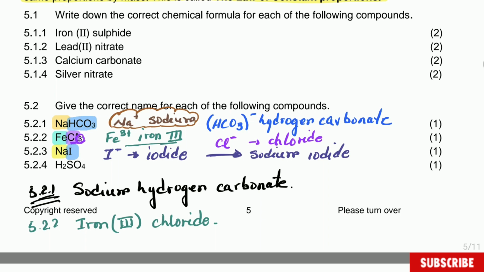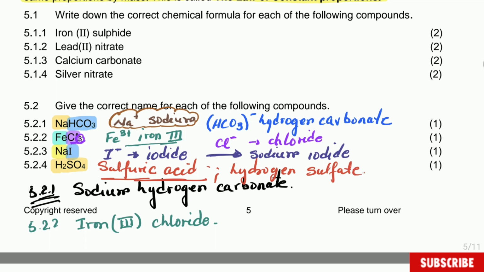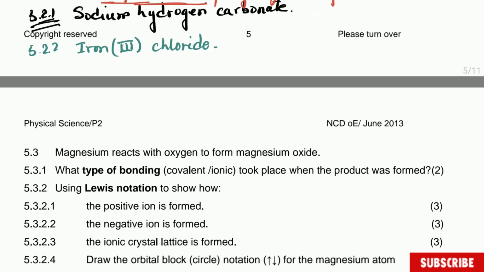That is the name of that compound. It is quite simple. If we go to the last one, now this one here, guys, is a very important compound. So I want you to learn this compound by heart. H2SO4 is sulfuric acid, but it also can be called hydrogen sulfate. So either one of them, sulfuric acid or hydrogen sulfate. I hope that one is clear. This is question 5.2. It is a very important question.